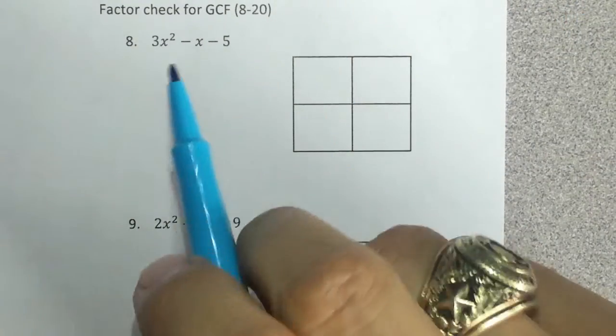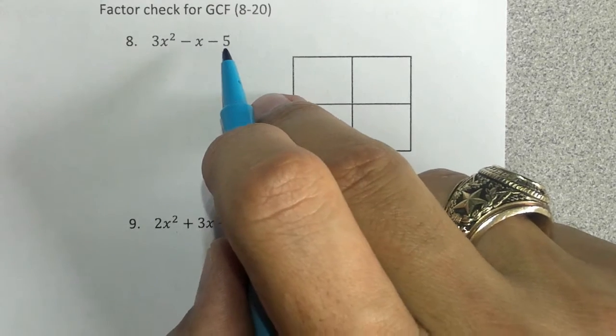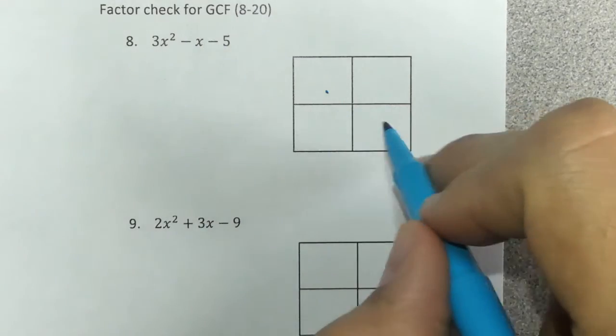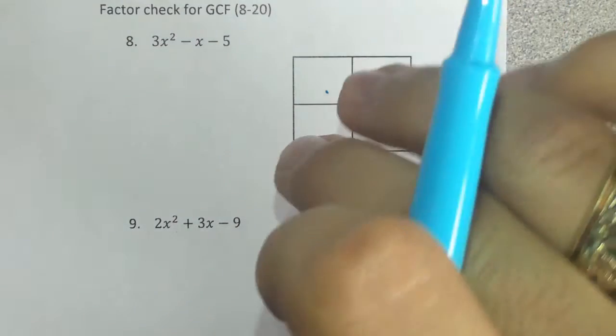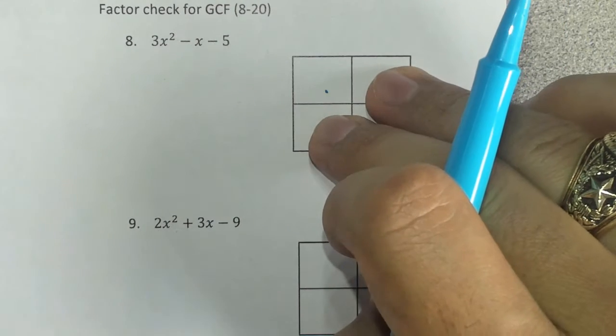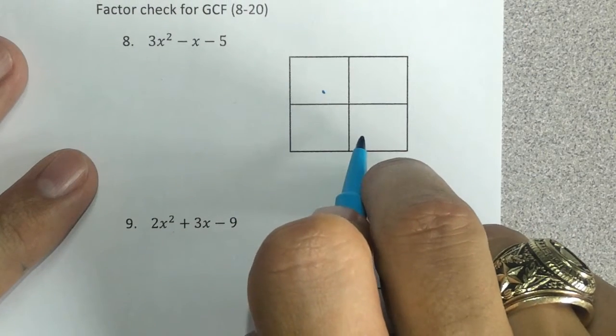The big problem here is I have 1, 2, 3 terms and 1, 2, 3, 4 boxes. So the hardest part is going to be figuring out my peanut values. Top left, bottom right are super easy.